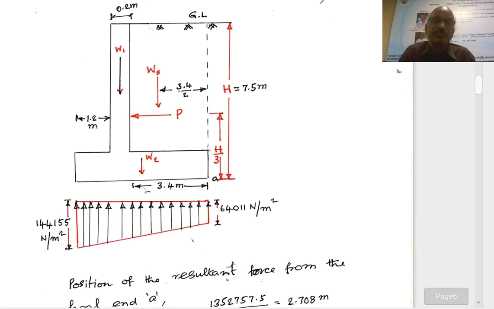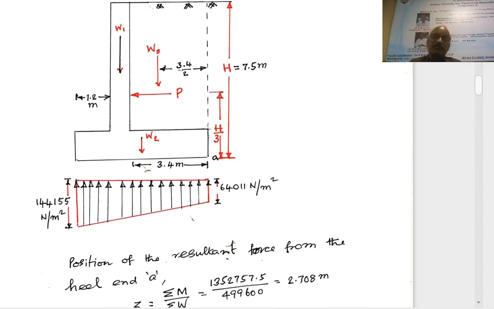Once again, for verification, this is the pressure diagram. The pressure diagram, left hand side, it is 144, 155. Similarly, on the right hand side, when we design the heel slab, we will design 1 meter at the right end of the heel slab, because there only we are going to have a maximum downward pressure and a minimum upward pressure. The minimum value is 64,011. Anyway, coming to toe slab, the highest value is 144,155.